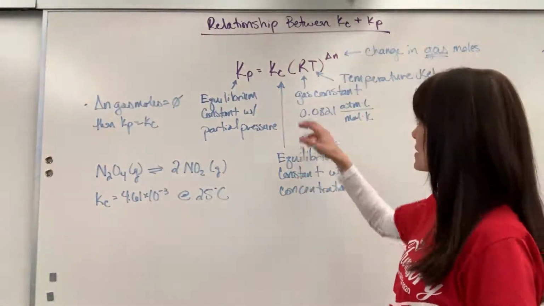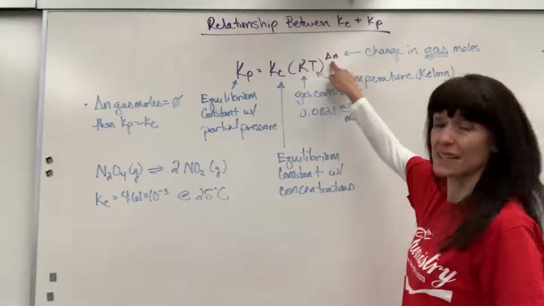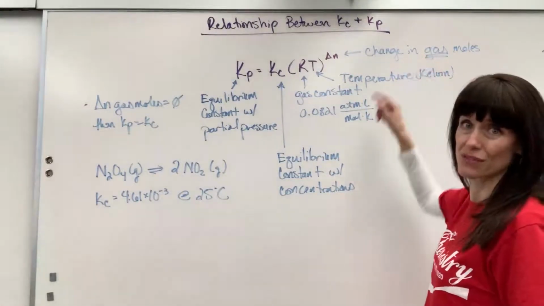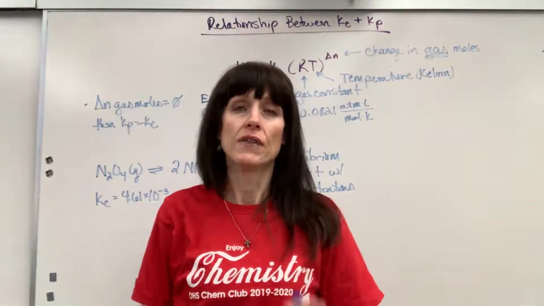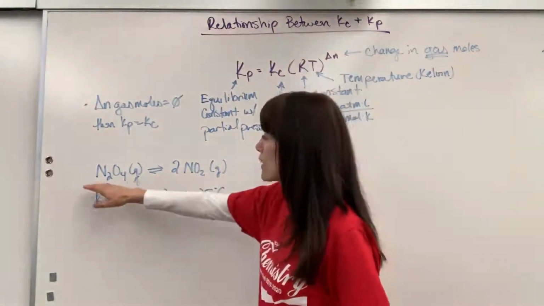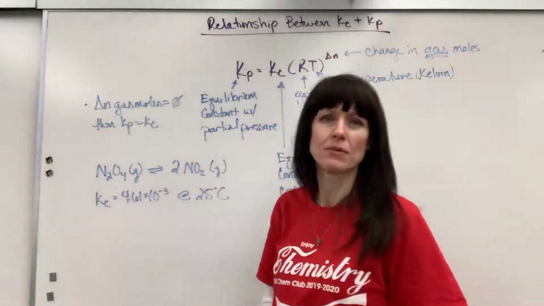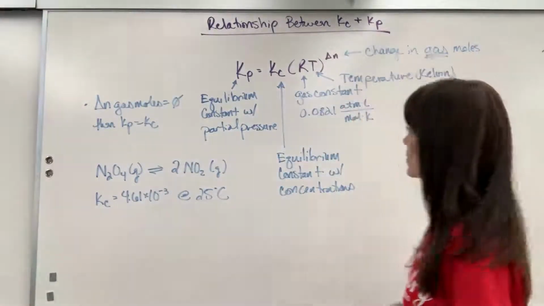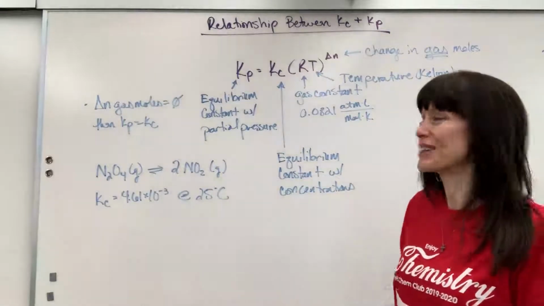I want you to notice something on this equation, that delta N is a change in gas moles. Change in gas moles, that's really important, that you're looking at the change of gas moles from the reactants to the products. And remember, when we do delta, we do final minus initial. So we'll take time on an example and I'll show you that.